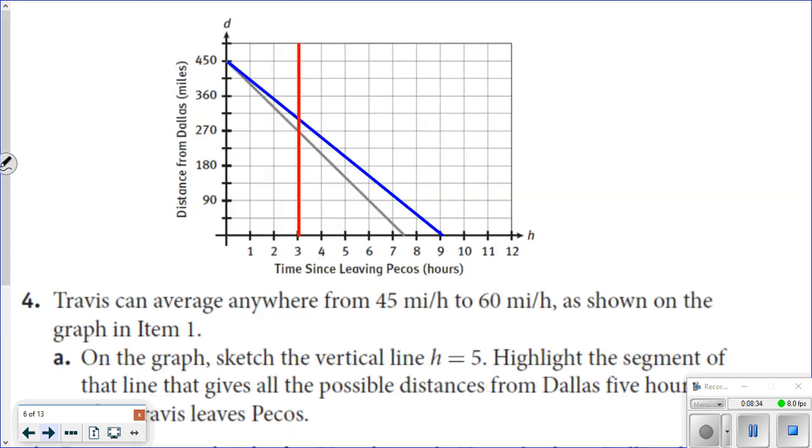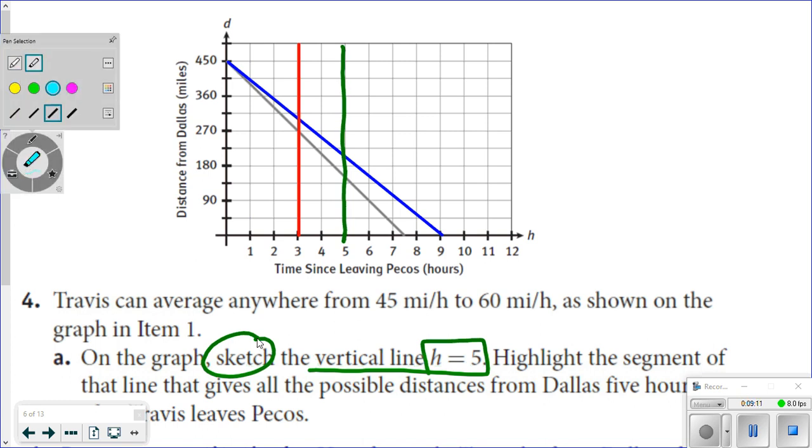Okay, now you're going to do the exact same thing over and over again for questions 4, 5, 6, 7, etc. So keep drawing in vertical lines and look, low to high. Where do they intersect? So question 4 says, on the graph, sketch a vertical line at h equals 5. So to the best of your ability, you're going to sketch the vertical line at h equals 5. Highlight the segment where they intersect.